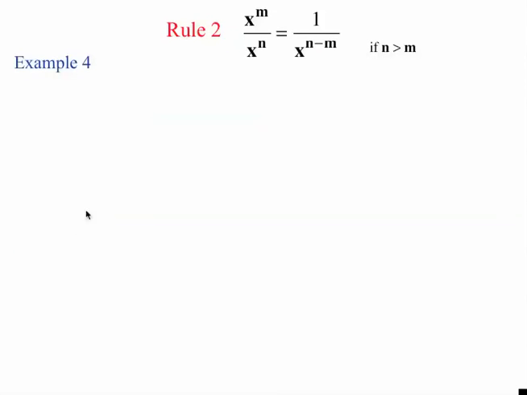All right, so here is example 4. We have x to the 7 divided by x to the 11. Now the 11 is bigger than the 7, so the answer is going to go at the bottom. And we're going to have 1 over x to the 11 take away 7, which is 1 over x to the 4. It's as simple as that.